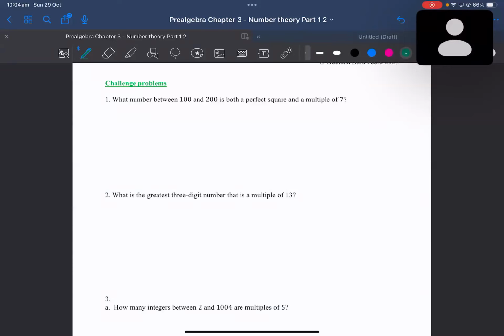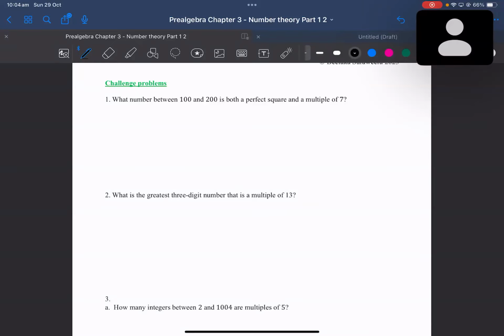The idea of remainder is really useful for question 2. Which one do you want help with, 1 and 2? Yes.